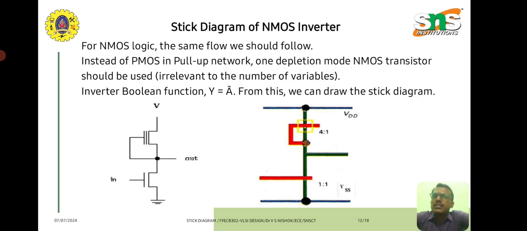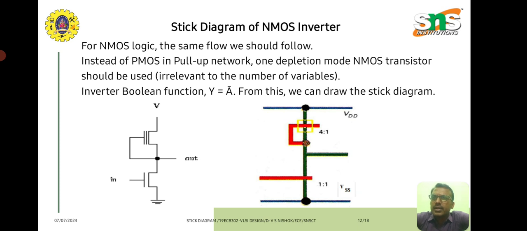Here we can see an example of a stick diagram for an NMOS inverter, and then we can go for the CMOS inverter. First we will see the NMOS inverter. For NMOS logic, the same flow should be followed. Instead of PMOS in the pull-up network, one depletion mode NMOS transistor should be used irrespective of the number of variables. So whatever the number of variables, the pull-up network has only one depletion mode NMOS transistor.